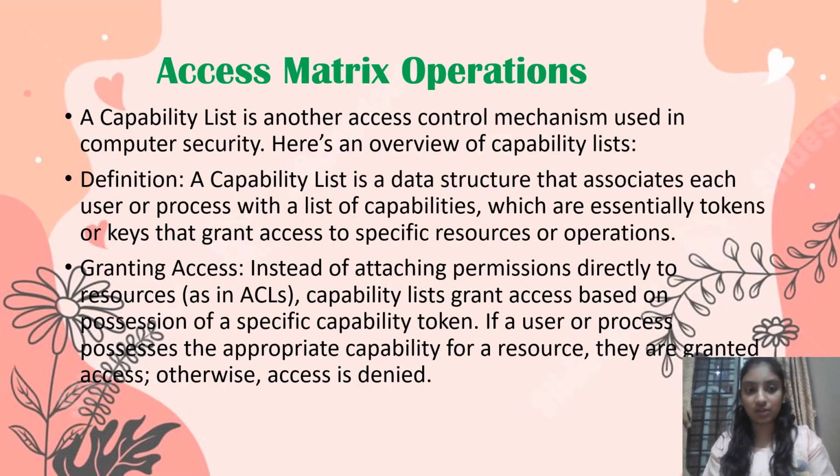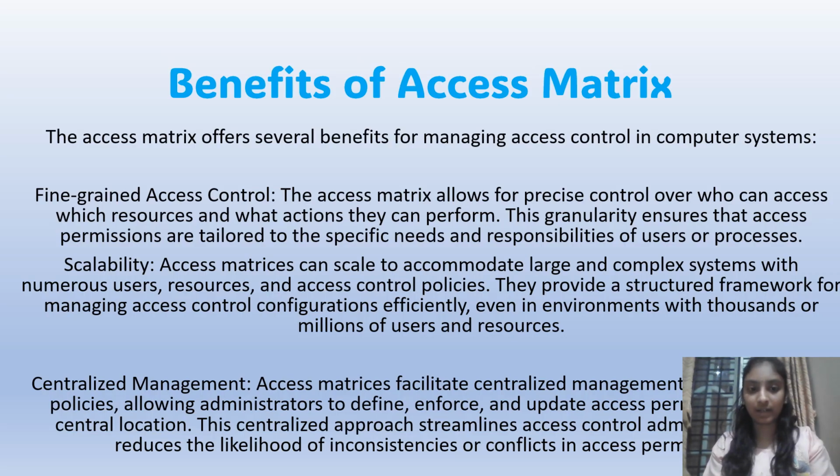Access matrix operations. A capability list is another access control mechanism used in computer security. Here is an overview of capability lists. Definition. A capability list is a data structure that associates each user or process with a list of capabilities, which are tokens or keys that grant access to specific resources or operations. Granting access. Instead of attaching permissions directly to the resources, capability lists grant access based on the possession of a specific capability token.